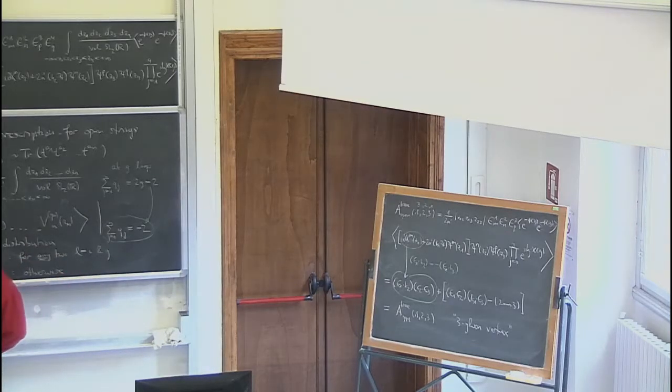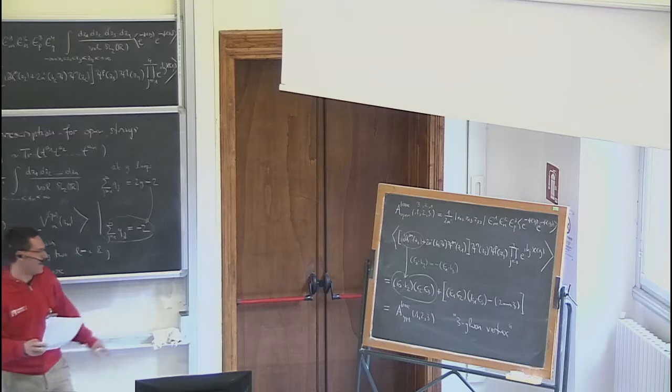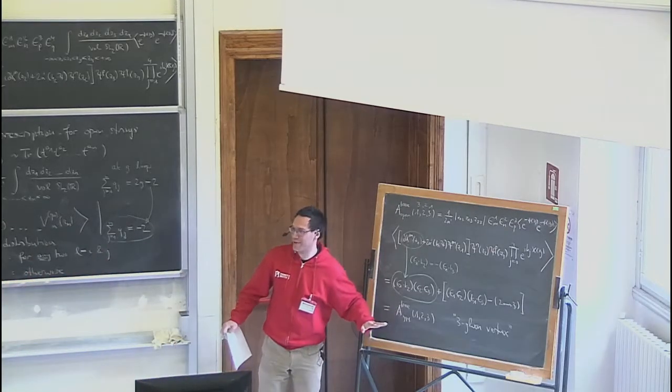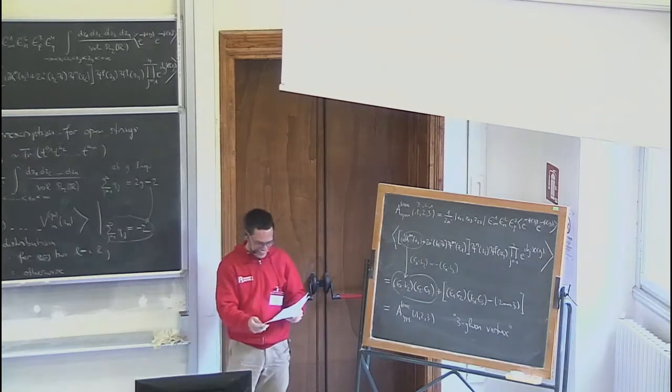No. Oh, you don't? Oops. Okay, so more invariantly, the color structure of the result should be the f^abc of the gauge group and not the symmetrized three trace. Okay.